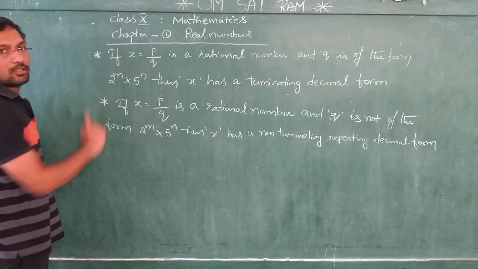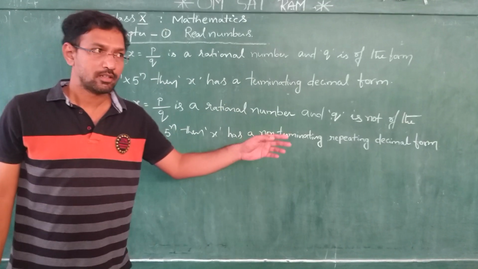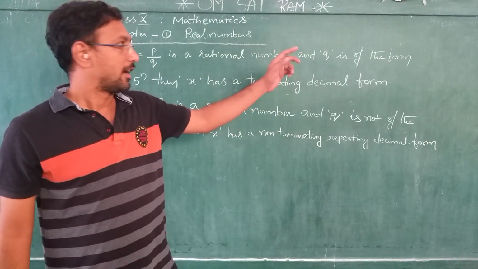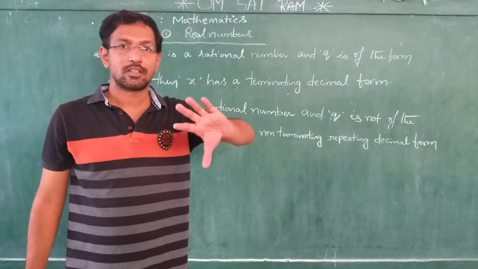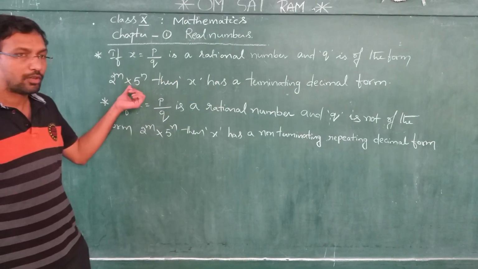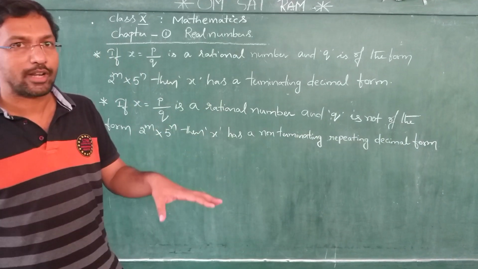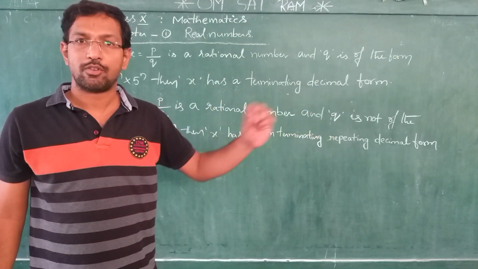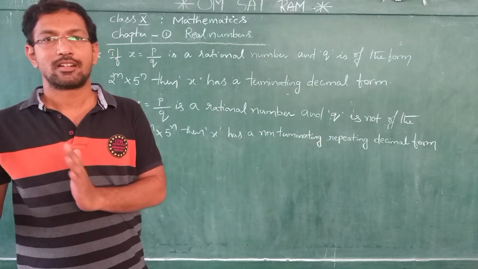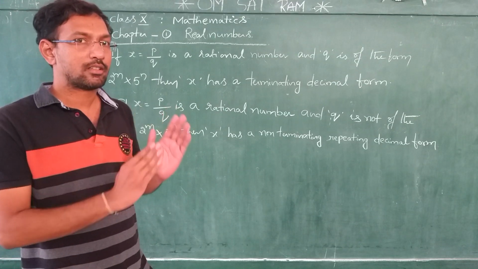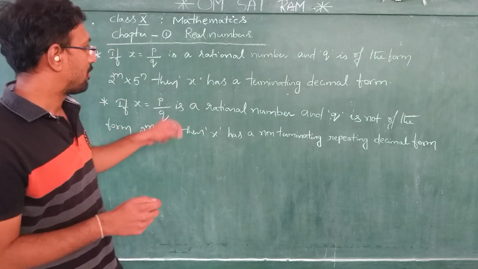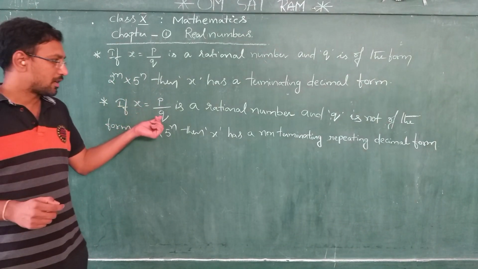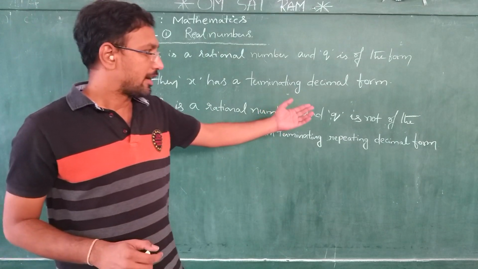10th class mathematics, chapter 1, real numbers. If x equal to p by q is a rational number and q is of the form, that is, the denominator is of the form 2 power n into 5 power n, then x has a terminating decimal form. That is, the rational number has terminating decimal form when the denominator is in the form of 2 power n into 5 power n.